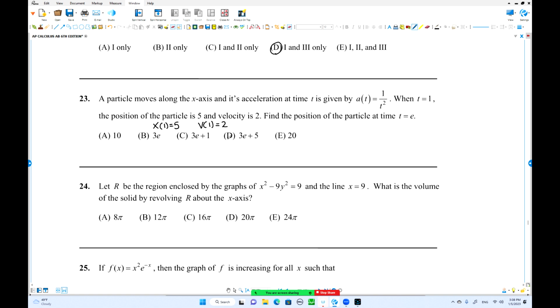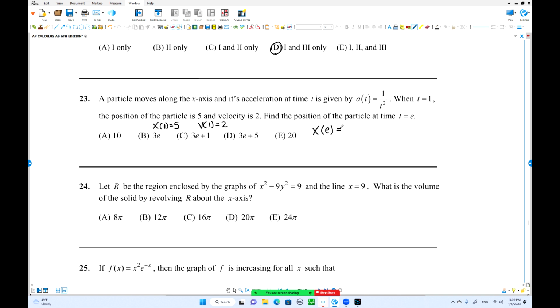Find the position of the particle at time t equals e. They're asking you to find this one: the position at time t equals e. How can you find this one? Because e is given, and 1 is given, and at time t equals 1 the particle is at 5.